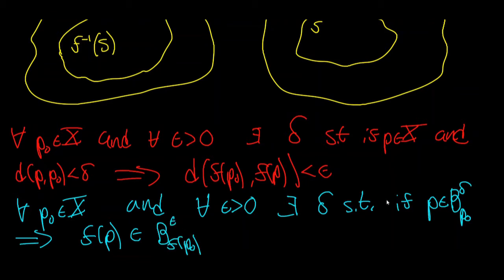And look at this note, I just want to remind you of this notation that I use for open balls. I use the subscript of b as the center of the open ball, and the superscript is the radius of the open ball. So check this out.